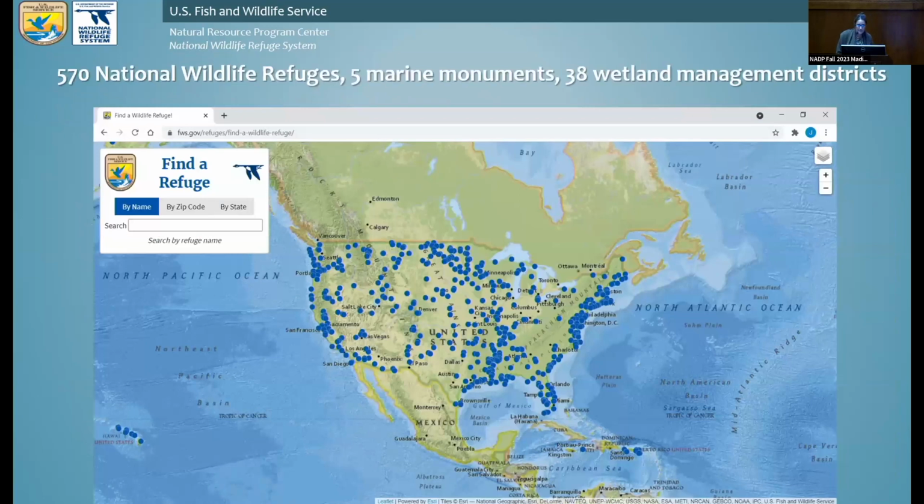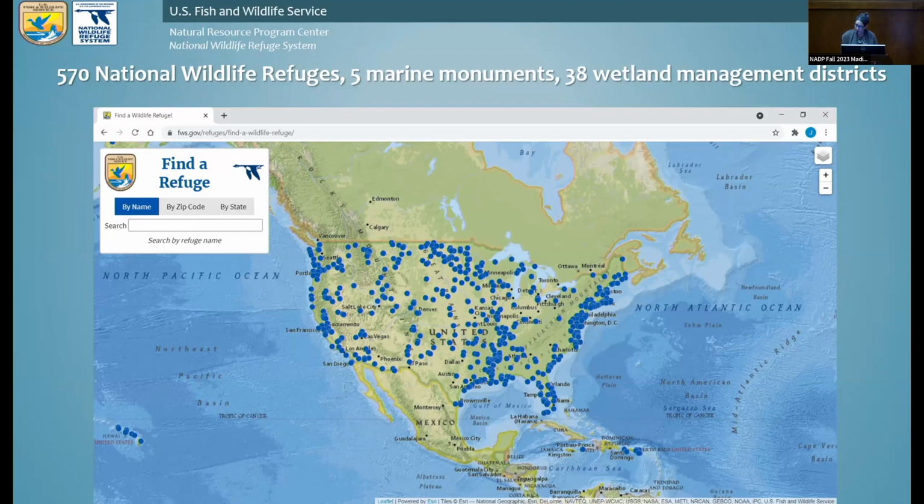So our mission in the National Wildlife Refuge System is specifically to conserve fish, wildlife, and their habitats. And so we manage a total of 835 million acres solely for wildlife conservation. We have a wildlife refuge in every state and territory in the nation, from the Caribbean to Alaska. And so we have this continental scale system of conservation.